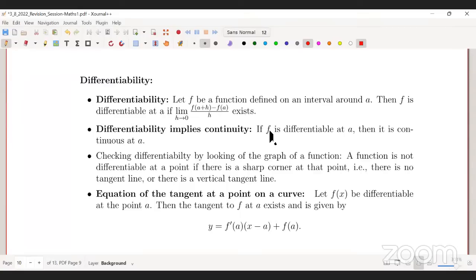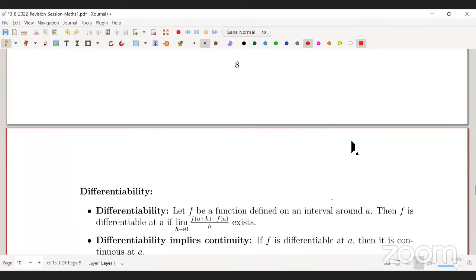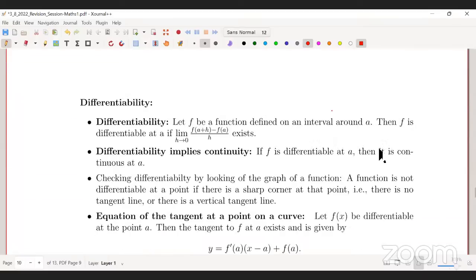The next thing is what? Differentiability, right? So you know the definition of differentiability, how you check whether the function is differentiable at a point A. Yes, sir. So again, let me tell you, just before checking differentiability, let me tell you the definition.